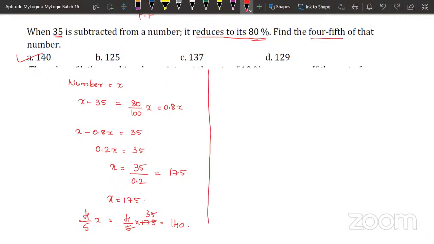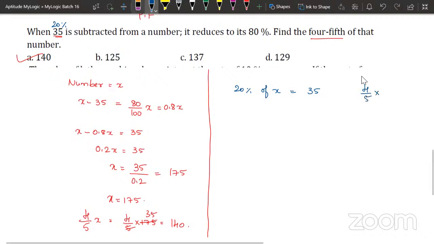There is another way of solving this question. Whenever you see some easy numbers like this, make sure that you can solve it without writing all these equations. This is the actual procedure. Will work for any percentage and any value. But sometimes you can do it with much lesser simplification. What is that? Now, when I'm subtracting 35, the number is becoming 80% means what I have subtracted is 20%, isn't it? So if 20% of x is 35, I am supposed to find 4/5. What is 4/5 of a number?